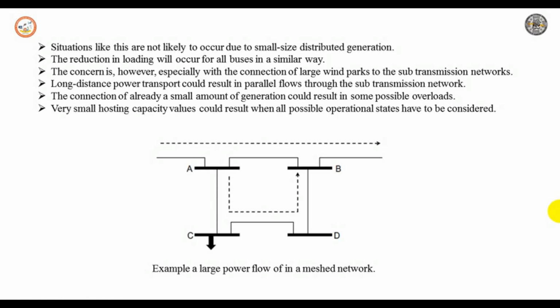The load connected to bus C will increase the flow in the connection from A to C, but at the same time reduces the flow from D to B.